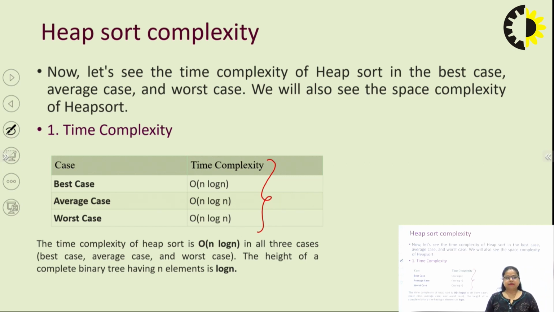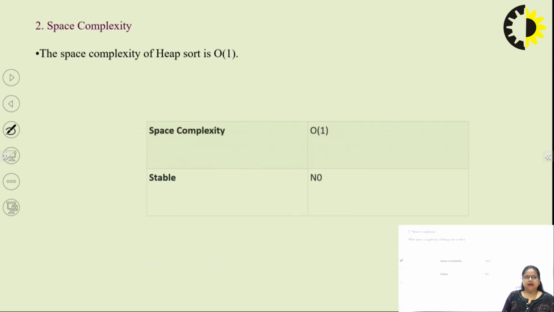Why? Because the height of a balanced tree, because it is a complete binary tree, and a complete binary tree always has n elements, and if it has n elements, then it is always based on log n, due to which its time complexity is n log n. Right? Now if I'm talking about the space complexity, because every time one element holds its own position, whatever elements we have, it always holds one element position, due to which its space complexity is always 1, and there is no stable sorting in the case of heap sort.